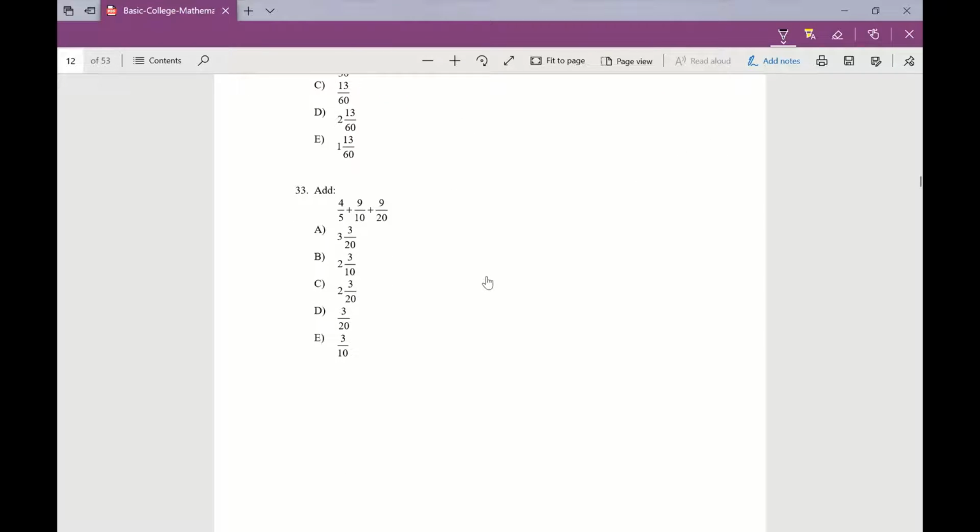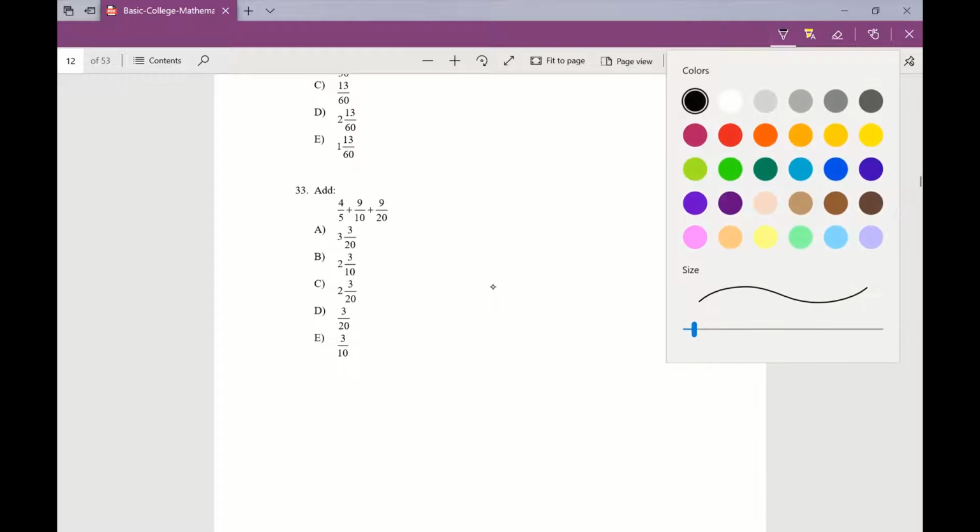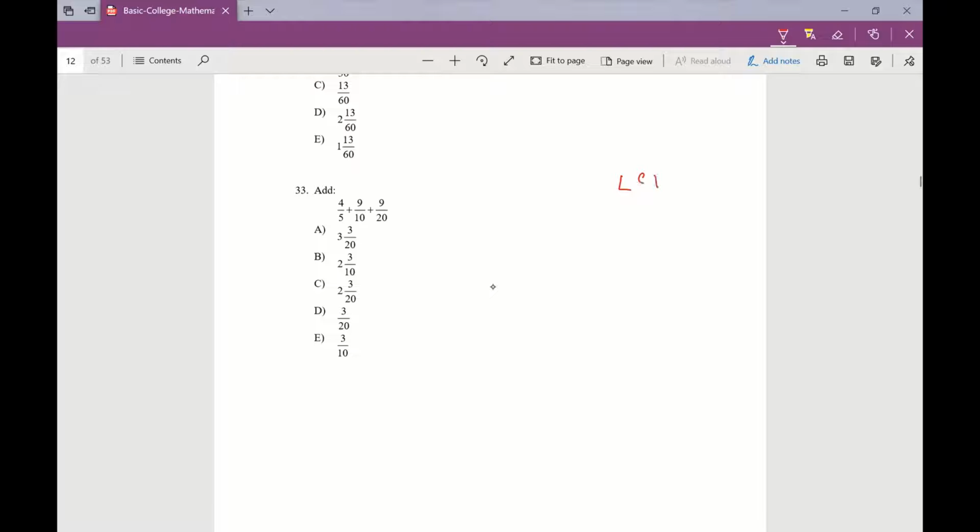I have 4 over 5 plus 9 over 10 plus 9 over 20. So the LCM in this case will be 20. So for the first fraction, you have to multiply by 4. Second fraction, I have to multiply by 2. The third fraction, I either have to multiply by 1 or just leave it as it is.